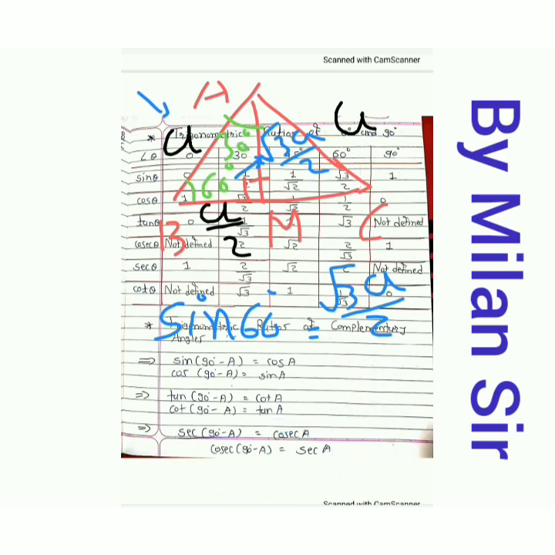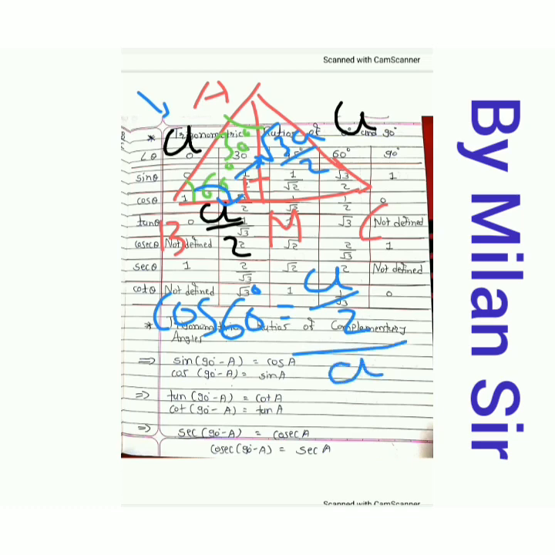Then cos 60. For the 60 degree angle, the adjacent side is BM. It is a by 2 upon hypotenuse a. So you can write a by 2a and our a cuts. So finally we got 1 by 2. Right? So four values we can get from this equilateral triangle: sin 30, cos 30, sin 60 and cos 60.